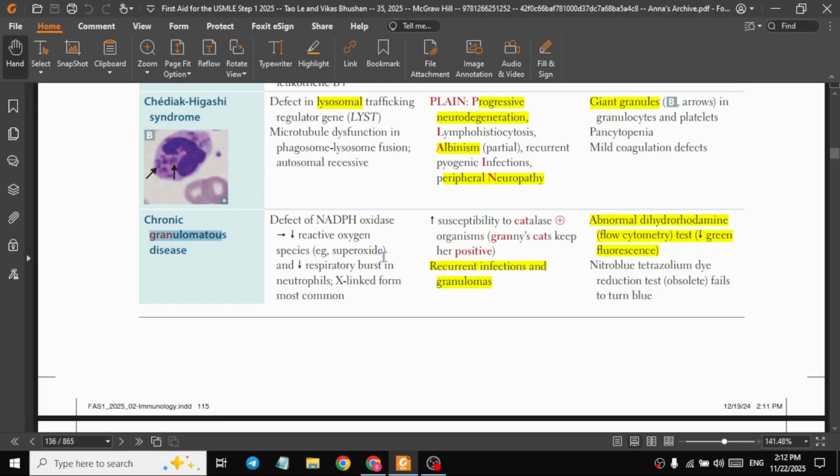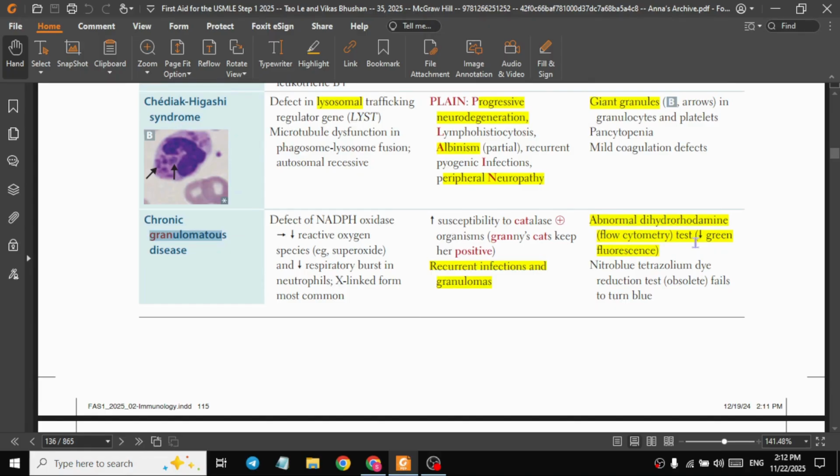Okay, they've given you a couple of tests. One of them being the flow cytometry test, right? The other one being this dihydrorhodamine test, right? Now, remember what's happening in this condition: because you don't have the enzyme working, the enzyme cannot convert the fluorescent dye into something that actually lights up.